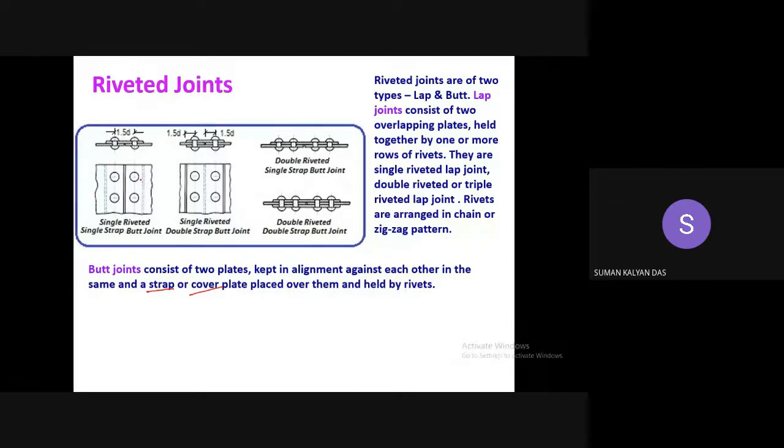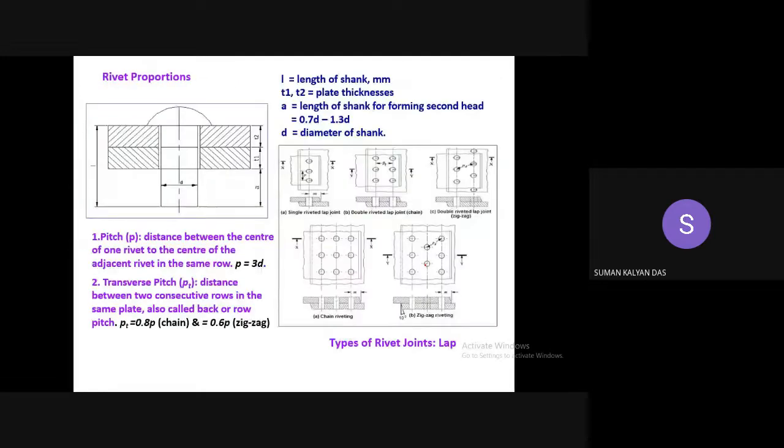The name of the riveted joint, as you would have noticed over here, if it is a single row of riveting, as in the first picture, it is known as single riveted lap joint. If there are two rows of riveting, it is known as double riveted lap joint. If it is zigzag, so double riveted zigzag lap joint, you may refer to it. If it is three rows, so triple riveted lap joint. So like this, it goes on.